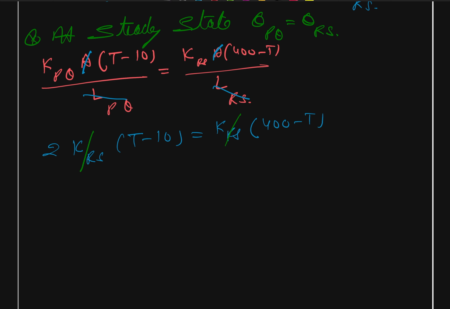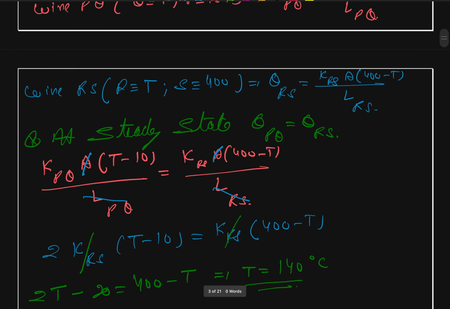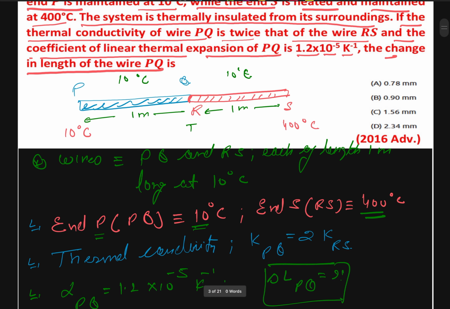We can just open this as 2T minus 20 is equal to 400 minus T, and this will be coming as 3T equals 420. Therefore, we can say T is equal to 140 degrees centigrade. Okay, now the change in length.